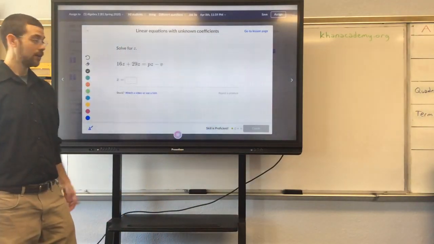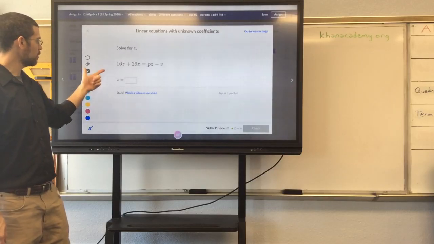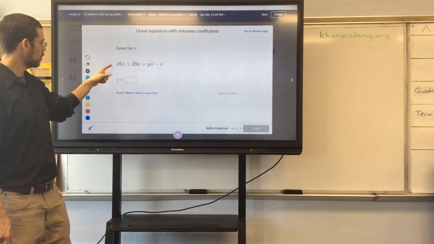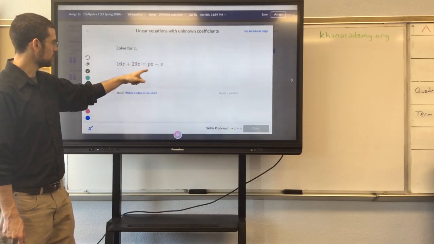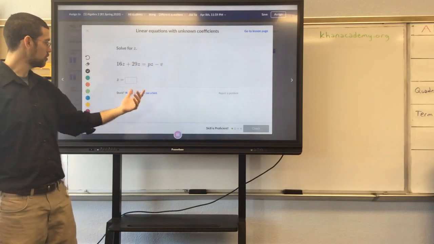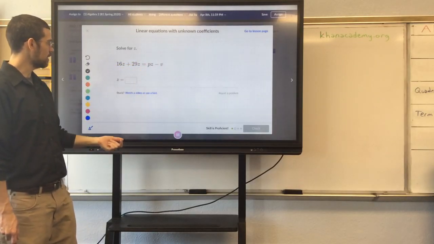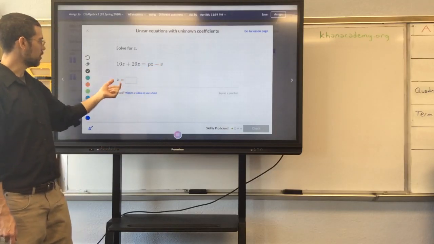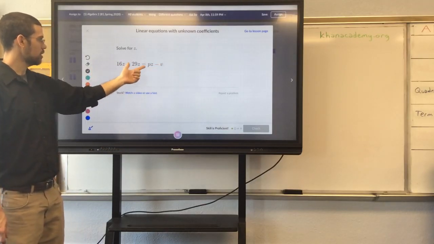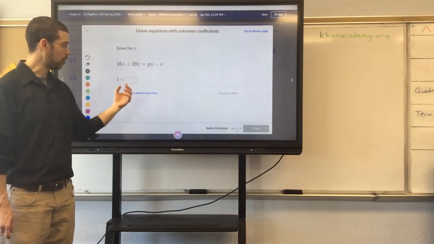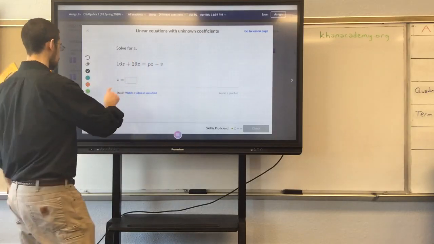All right, next problem, we want to find what z is. I noticed that z is in several places, but there's also another unknown, so somewhere on this side of the equation, that v is going to appear, and these numbers and this p are going to somehow get to the right side. We'll see how that goes.